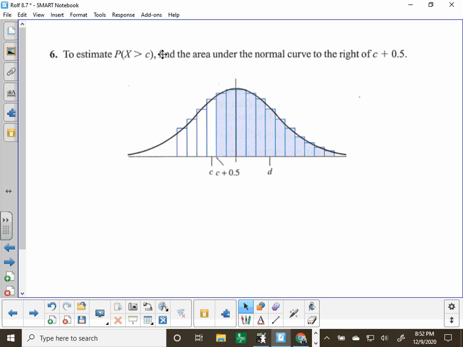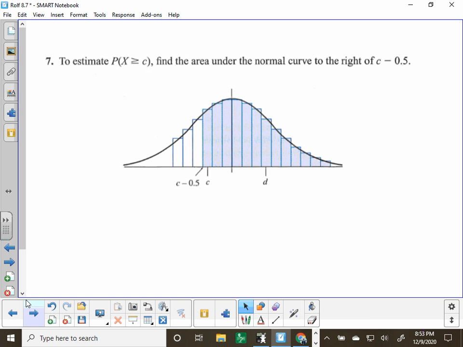And if we're just doing greater than, we have to be above it by 1/2, and then we go all the way to infinity. So this side over here is worth 50% or 0.5, and then this side over here is whatever we get from looking it up on the table once we calculate the z-score. And the same thing goes here. It's 50% on this side plus whatever this area is, but this is equal to, so we go below 1/2.